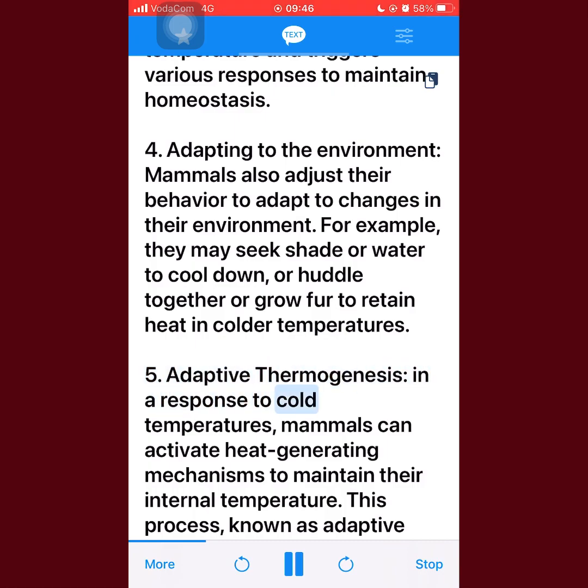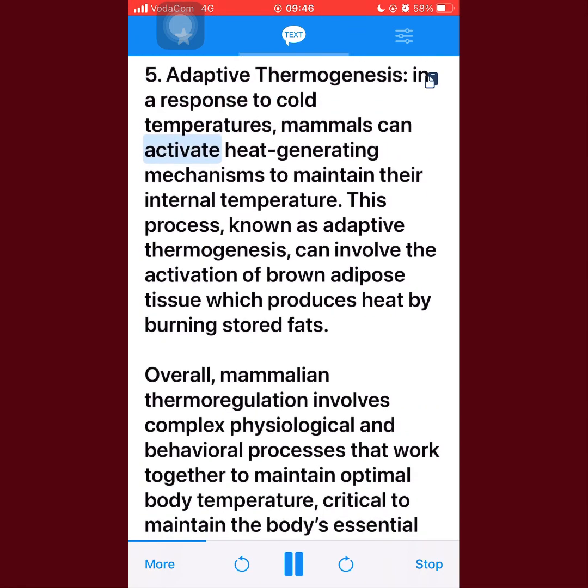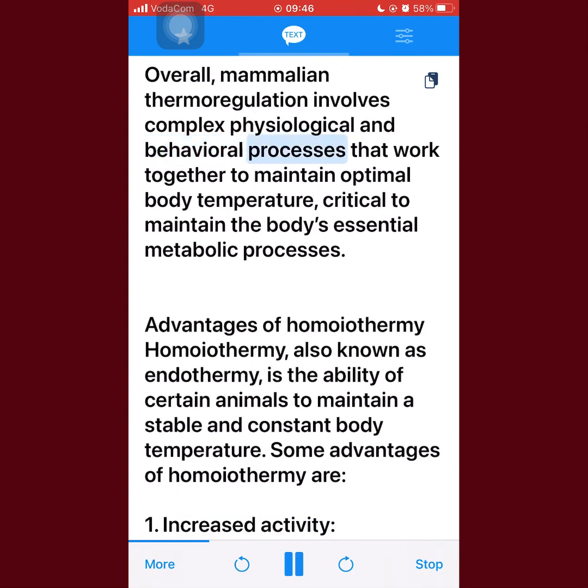5. Adaptive thermogenesis. In response to cold temperatures, mammals can activate heat-generating mechanisms to maintain their internal temperature. This process, known as adaptive thermogenesis, can involve the activation of brown adipose tissue, which produces heat by burning stored fats. Overall, mammalian thermoregulation involves complex physiological and behavioral processes that work together to maintain optimal body temperature, critical to maintain the body's essential metabolic processes.